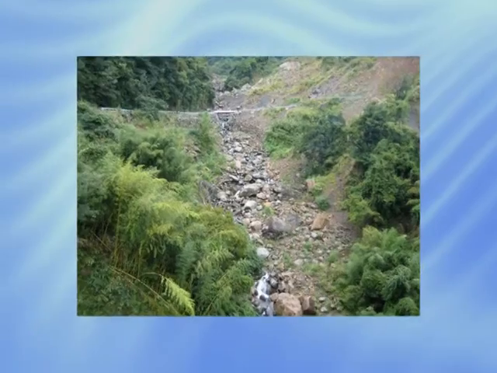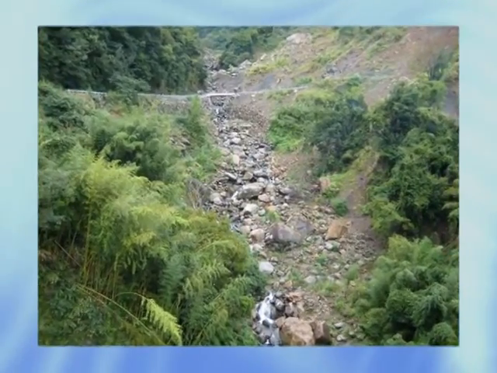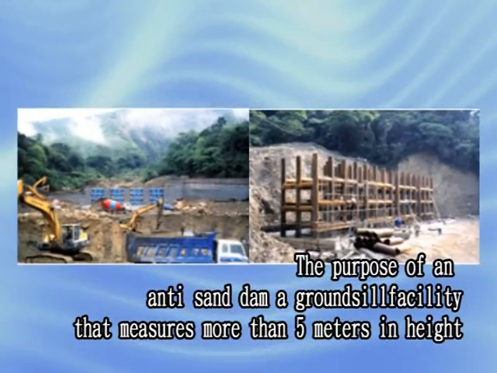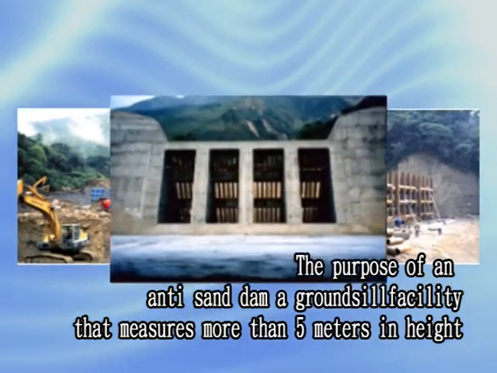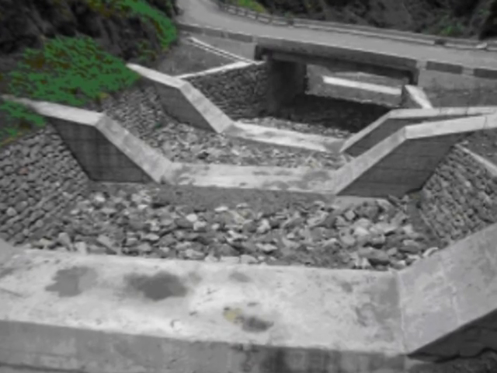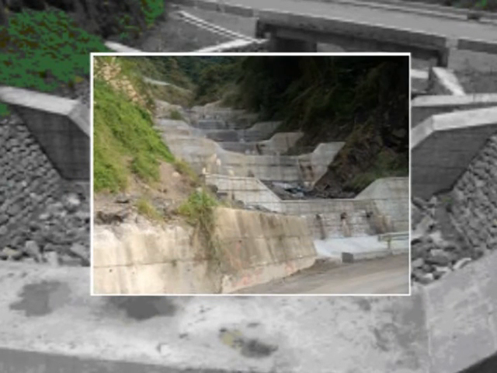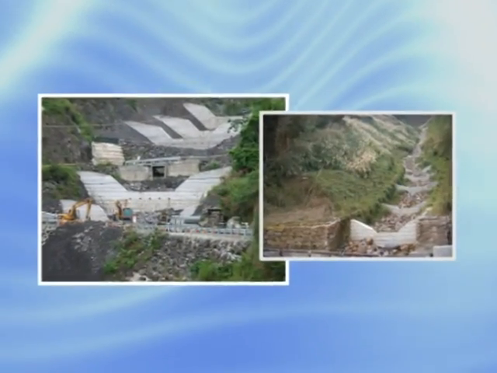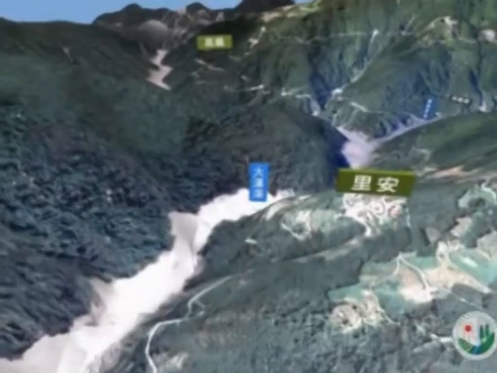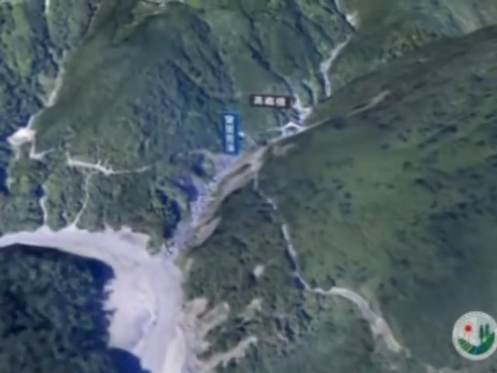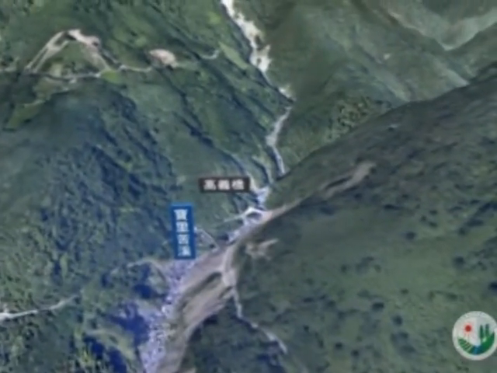When the anti-sand dam is silted up, the slope becomes less steep and water flow begins to slow down. The debris buildup can stabilize both the foundation of landslip and stream bed so as to avoid the formation of debris flows, because the purpose of an anti-sand dam, a ground sill facility that measures more than 5 meters in height, is not to stop or collect the sand. It will not clog up with the slow deposition of sediment. The aerial view of the simulation shows us the predicted results of restoration project.